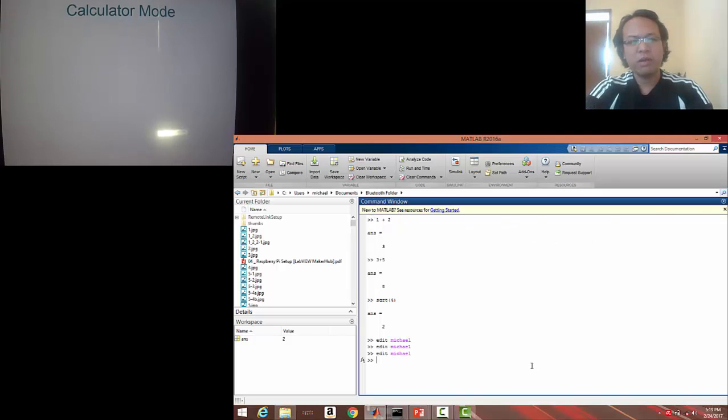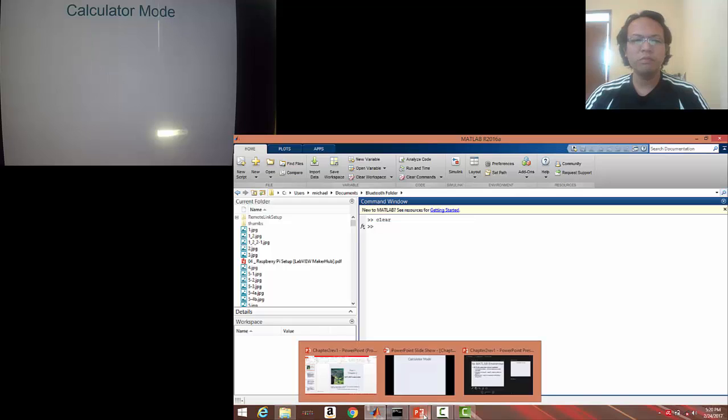Okay. So by the way, I will write CLC. CLC means to clear the screen. And then clear. We will clear this workspace here because there is a memory now stored in the variable ans. We will say clear. Okay, it is now removed.